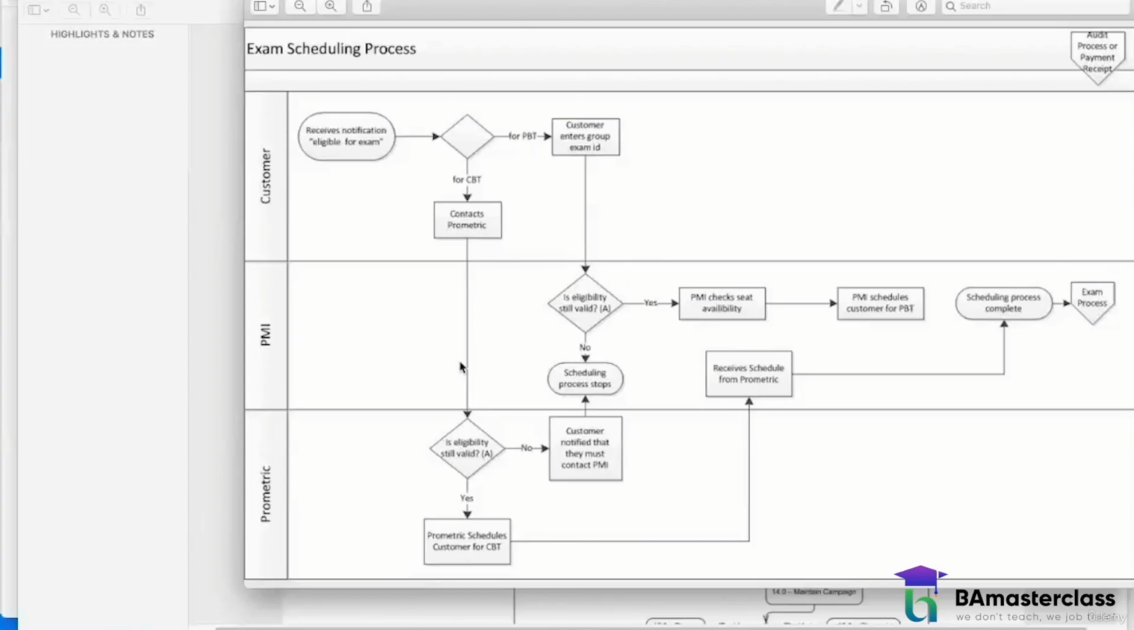Next sentence. Every activity and decision documented in the swim lane is executed by the actor displayed in the swim lane.